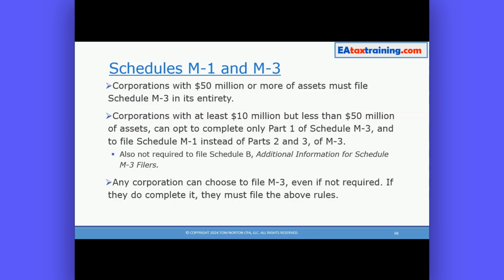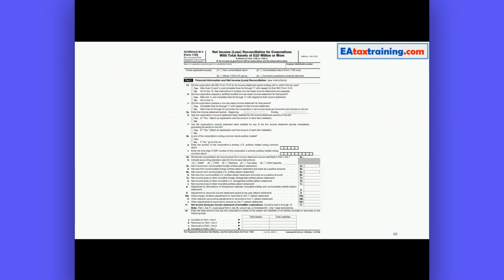So 50 million or more of assets, got to file the whole thing, all of M3. 10 million to 50 million, if you want to, you can just fill out Part 1 of the M3 and then go ahead and fill out Schedule M1. And of course, any corporation can go ahead and choose to file the M3, even if they're not required to. But if they do, then they have to follow these rules.